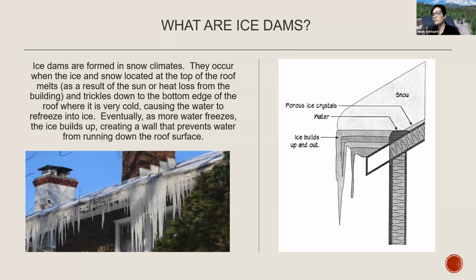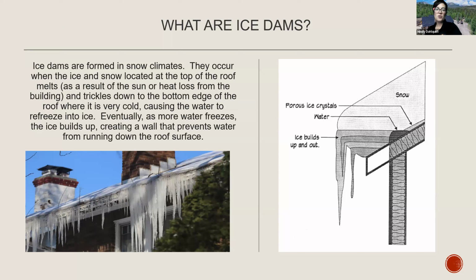I do have a little bit of information about ice damming, and for once I have talked fast enough and not told enough stories, so we actually have a little bit of time for this. But ice dams, we all know what these are pretty much. They are formed in snow climates. It occurs when the snow and ice that's located at the top of the roof, resulting from the heat loss and the sun and all those fun things, begins to trickle down to the bottom of the roof.